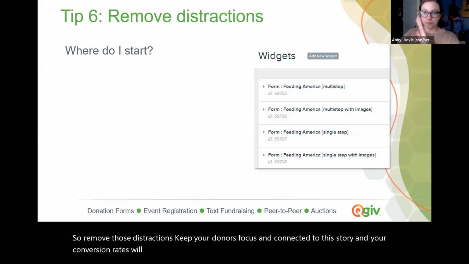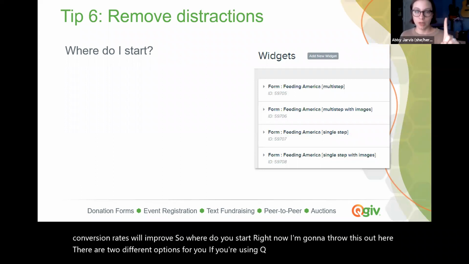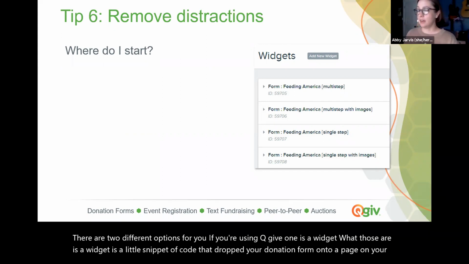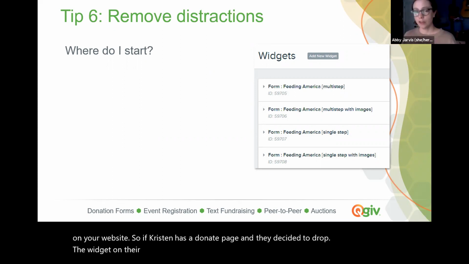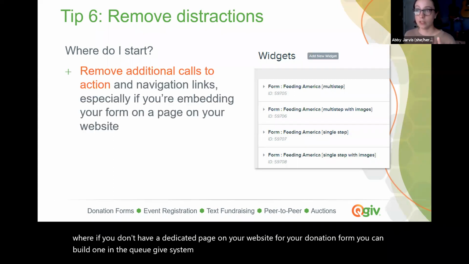So where do you start? All right, now I'm gonna throw this out here. There are two different options for you if you're using Qgiv. One is a widget. A widget is a little snippet of code that drops your donation form onto a page on your website. So if Kristen has a donate page and they decide to drop the widget on there, perfect, it's set up right there. The other option you have is a landing page, where if you don't have a dedicated page on your website for your donation form, you can build one in the Qgiv system itself. All right, so those are the two differences.